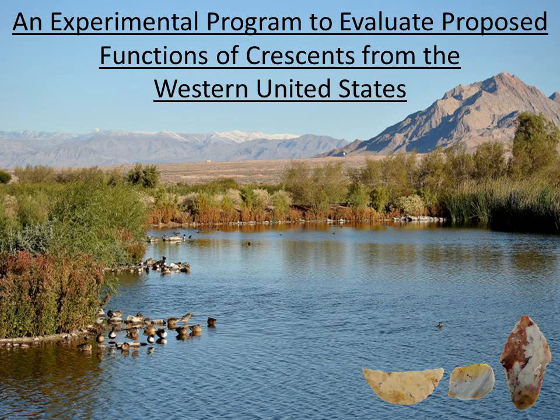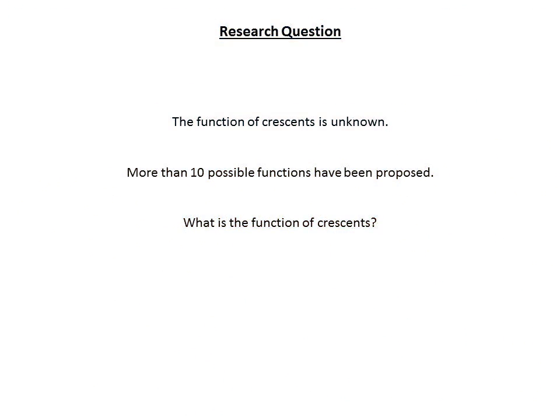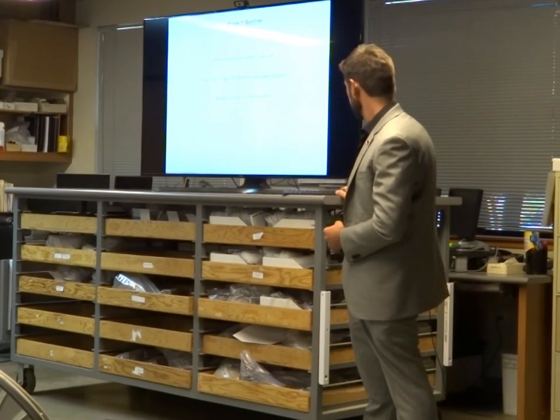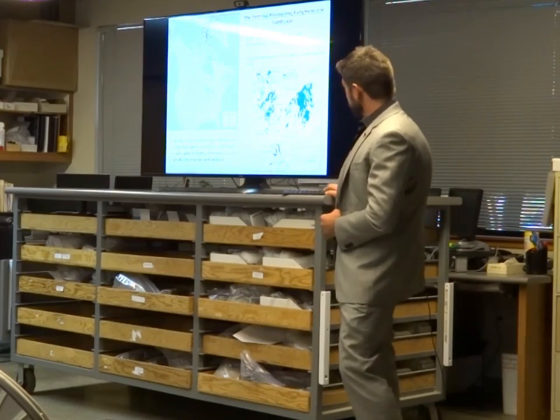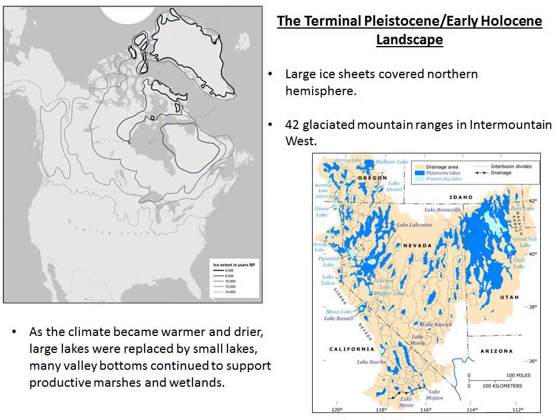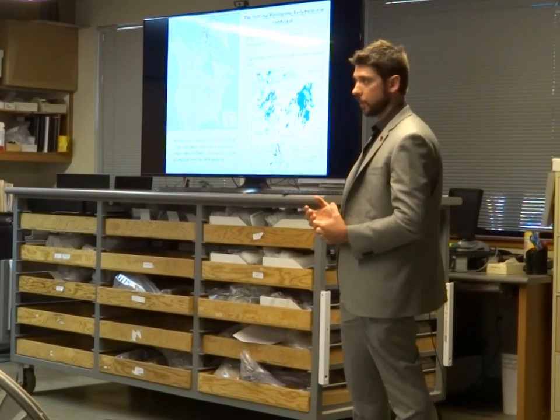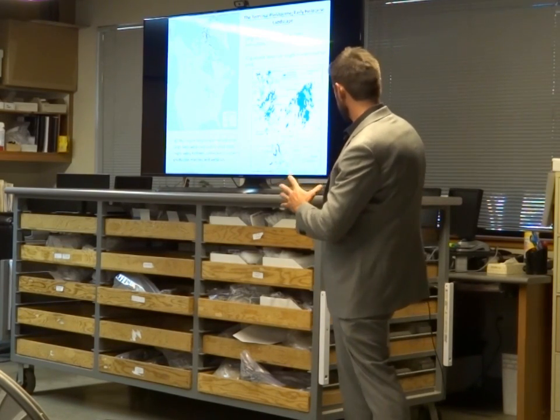So the function of crescents is unknown. There are more than 10 possible functions that have been proposed, and my ultimate research question was, what is the function of crescents? During the terminal Pleistocene and early Holocene, large ice sheets covered most of Canada, and there were 42 glaciated mountain ranges in the Intermountain West. As the climate became warmer and drier, the large lakes were replaced by small lakes, and many valley bottoms continue to support productive marshes and wetlands. So that's the landscape that crescents occur in.